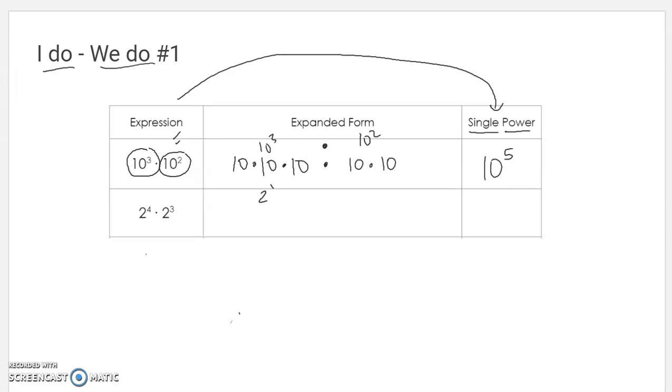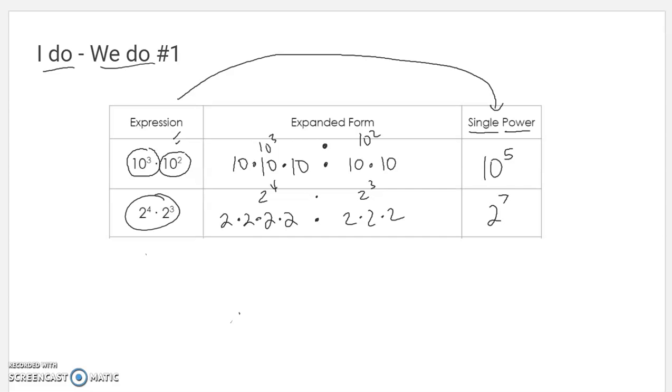So 2 to the 4th power times 2 to the 3rd power. 2 to the 4th power is 2 times 2 times 2 times 2, times 2 to the 3rd power, which is 2 times 2 times 2. And now you'll notice we have 2 times 2 times 2 times 2 times 2 times 2 times 2, lots of 2's multiplied. Altogether, there are 7. So that's the same as 2 to the 7th power.